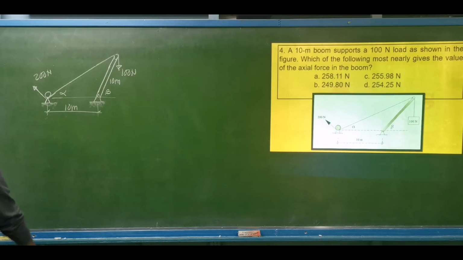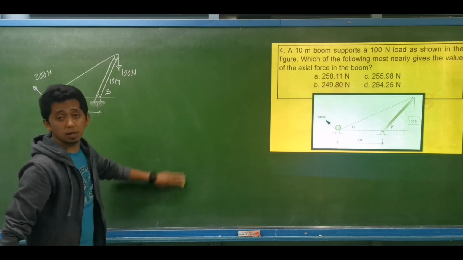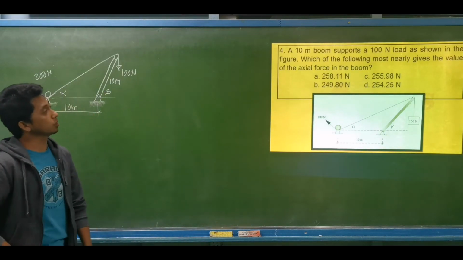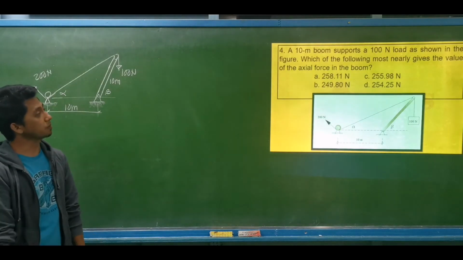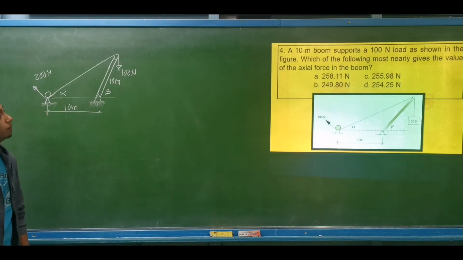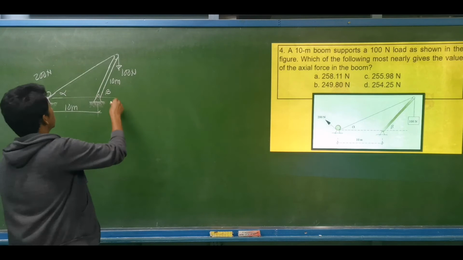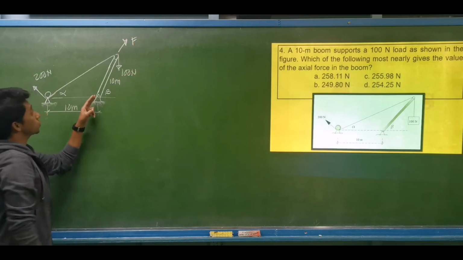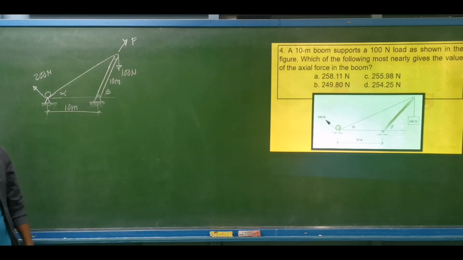So let's try this one. A 10 meter boom supports a 100 Newton load as shown in the figure. Which of the following most nearly gives the value of the actual force in the boom? So we are looking for the actual force on this boom. Okay, how do we compute for that?